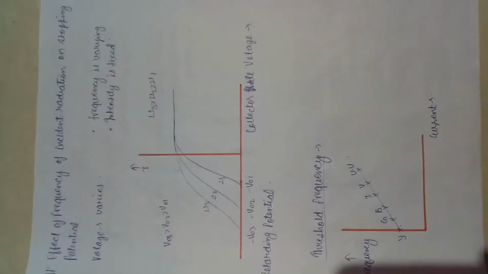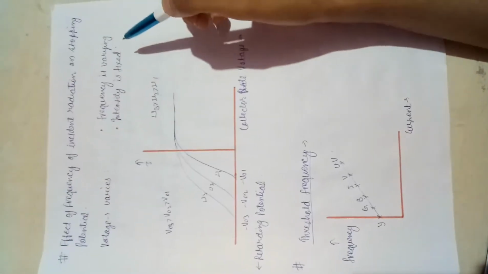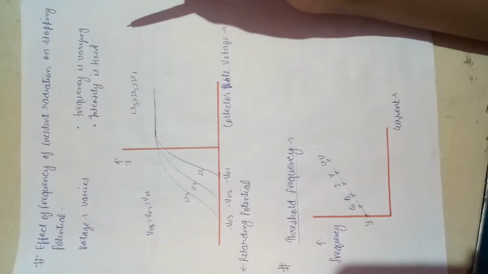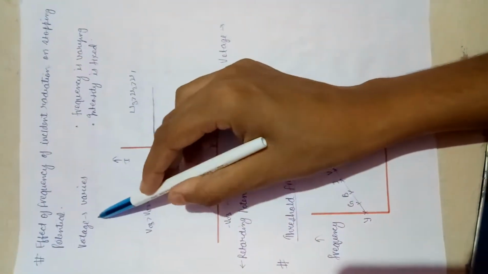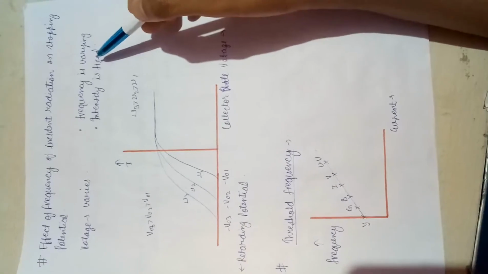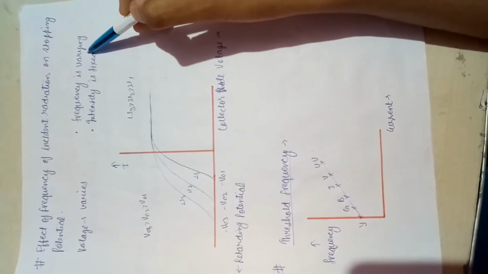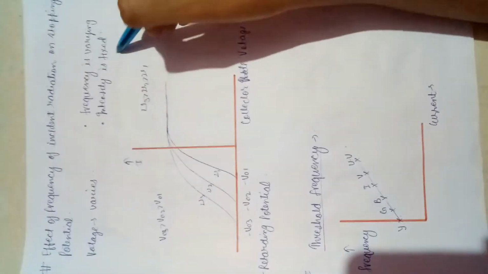So now let us proceed towards the next topic, which is the effect of frequency of incident radiation on stopping potential. In this section we are going to vary the voltage, and as in the earlier section the frequency was fixed, now here we are varying frequency and intensity is fixed. What do both statements mean?